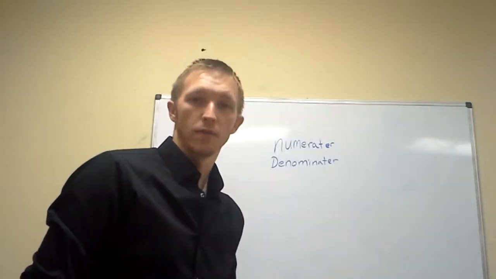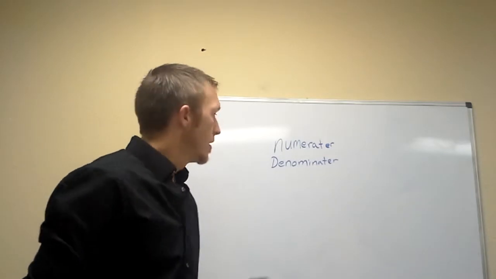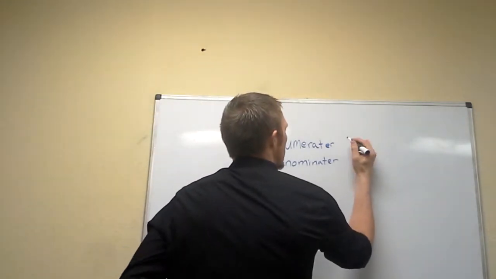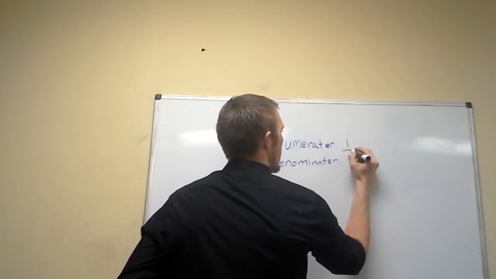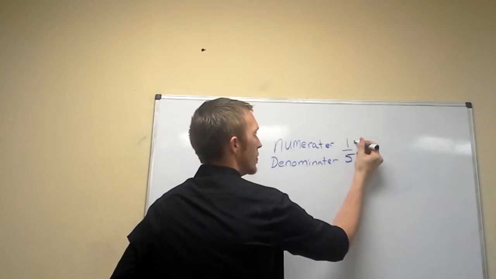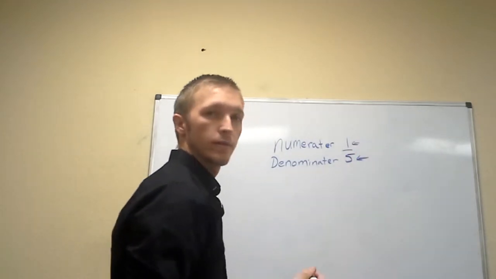So today we're going to be talking about fractions. First, we need to know what the numerator and the denominator mean. The numerator is just the top number of the fraction. So let's say we have 1 over 5. In this case, 1 would be our numerator and 5 would be our denominator.